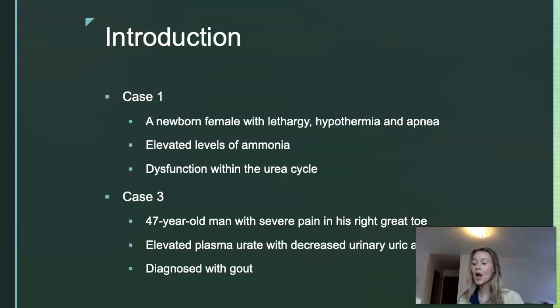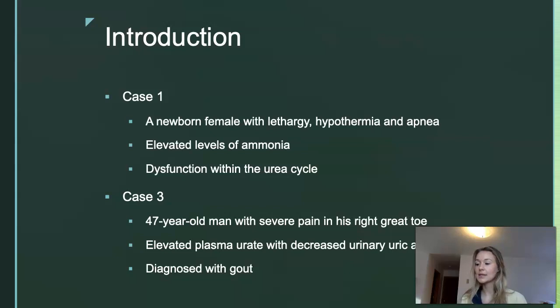In case study 1, our patient is a newborn girl who was born a normal birth weight, but just 24 hours after birth, she is lethargic, hypothermic, and apneic. Labs are drawn and initial blood work shows elevated ammonia levels, indicating a metabolic disorder. In this first case study, we will explore the urea cycle and what biochemical processes are at work.